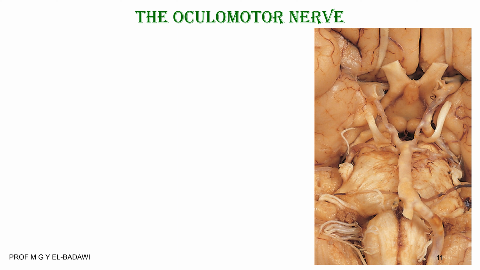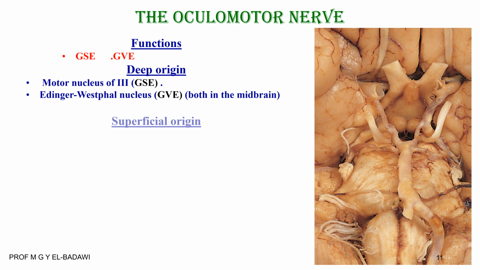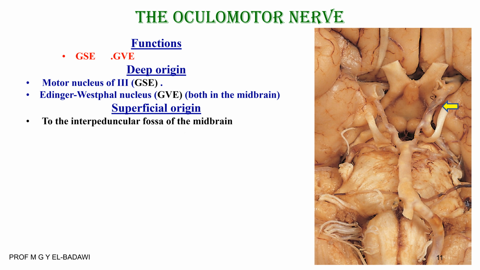So about the oculomotor, the function, as we said, general somatic efferent and general visceral efferent. The deep origin is the motor nucleus of the oculomotor and the Edinger-Westphal nucleus, both of them found in the midbrain. Superficial origin from the interpeduncular fossa of the midbrain, that is the interpeduncular fossa.